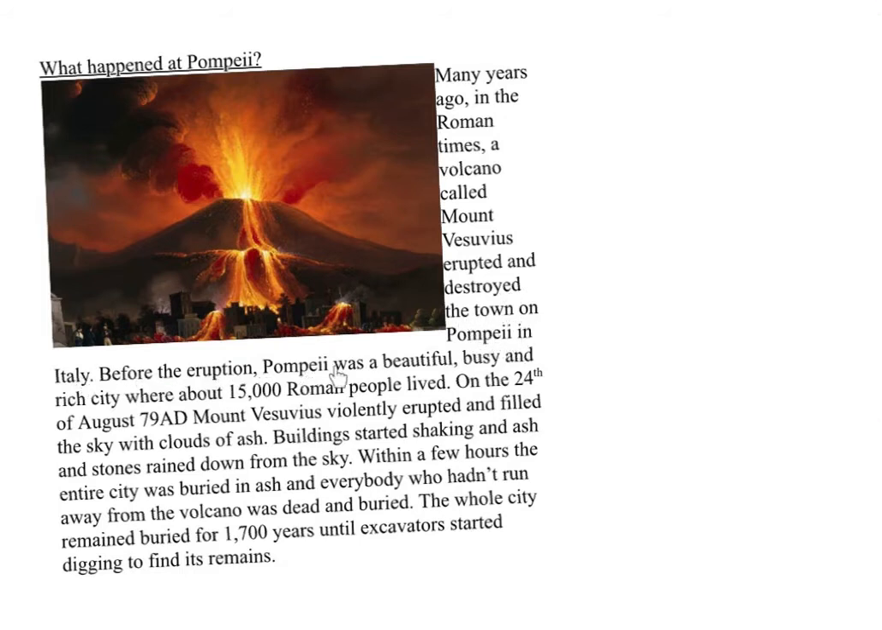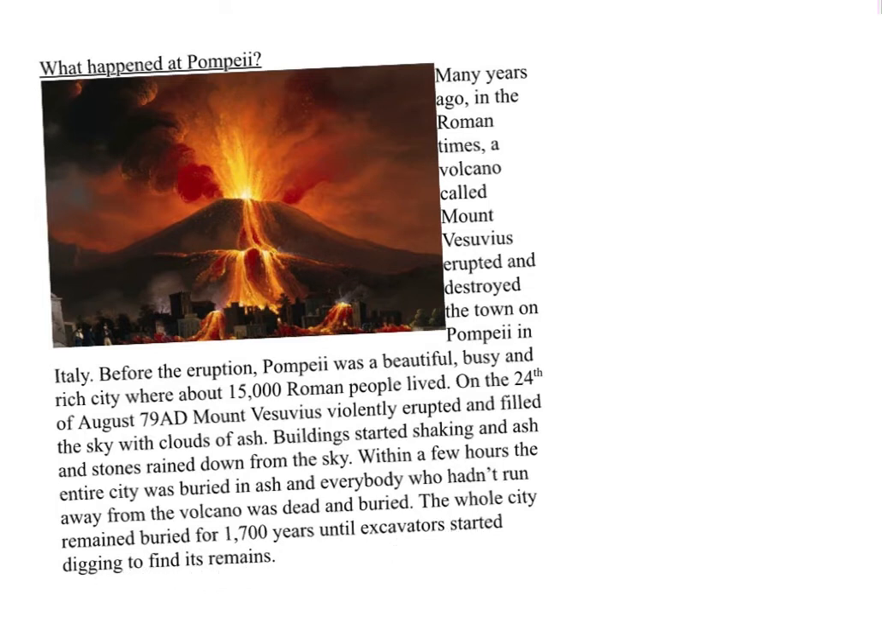Before the eruption, Pompeii was a beautiful, busy and rich city where about 15,000 Roman people lived. On the 24th of August 79 AD, Mount Vesuvius violently erupted and filled the sky with clouds of ash. Buildings started shaking and ash and stones rained down from the sky. Within a few hours, the entire city was buried in ash, and everybody who hadn't run away from the volcano was dead and buried. The whole city remained buried for 1,700 years until excavators started digging to find its remains.